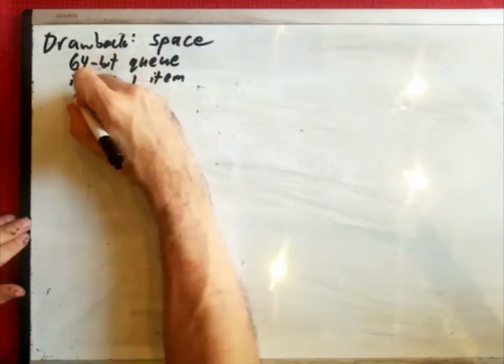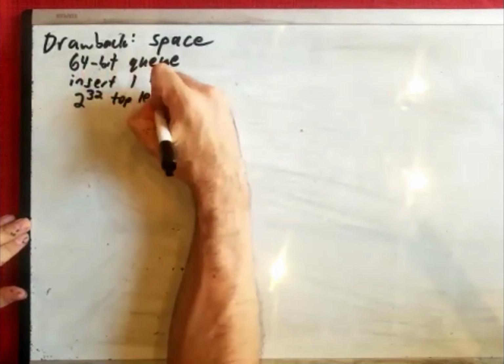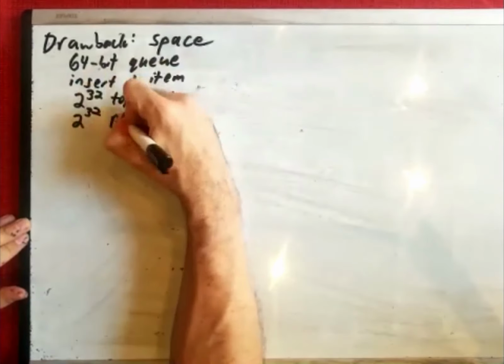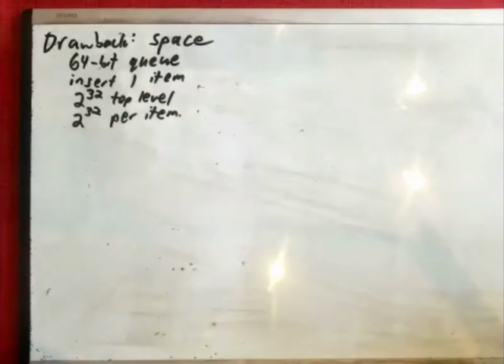We're going to need 2 to the 32 at the top level, and then another 2 to the 32 per item. So the Van Emde Boas queue is super fast, but it takes a gigabyte just to store one integer.